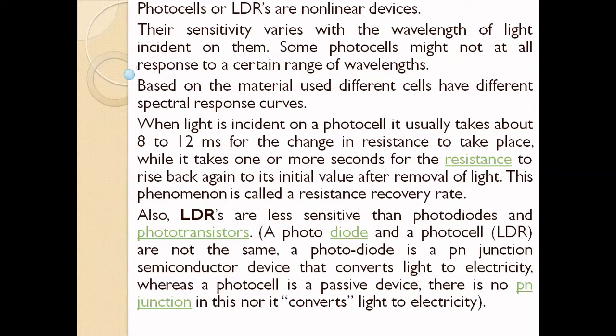LDRs are less sensitive than photodiodes and phototransistors. A photodiode and a photocell are not the same. A photodiode is a PN junction. If you take a solar cell, the input is light and the output is electricity. But here it is not like that. Input is light, and the output is a change in resistance. That is the difference.